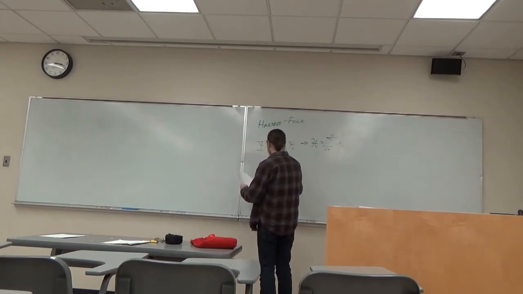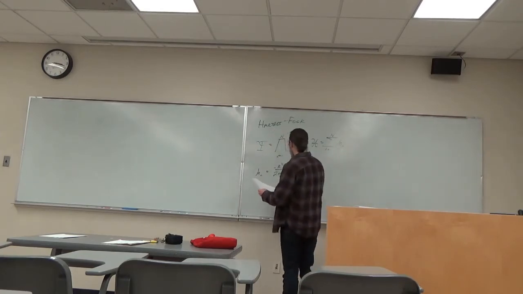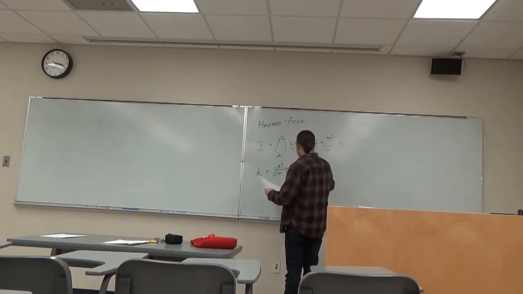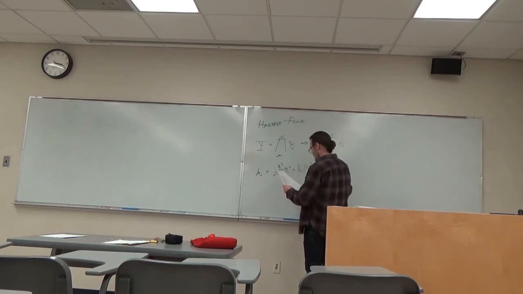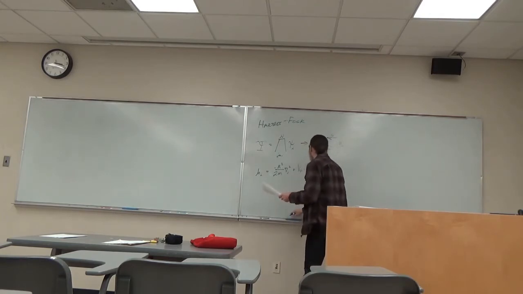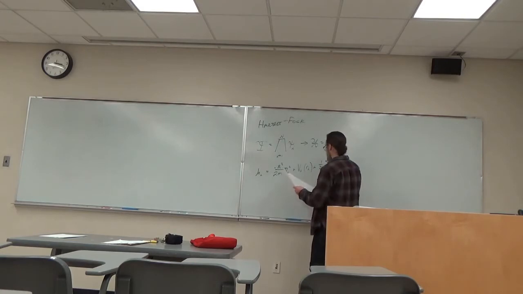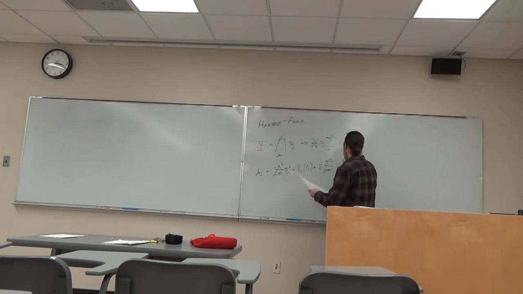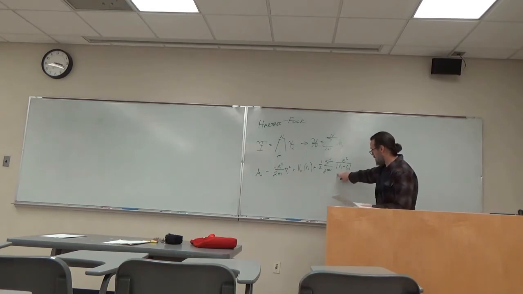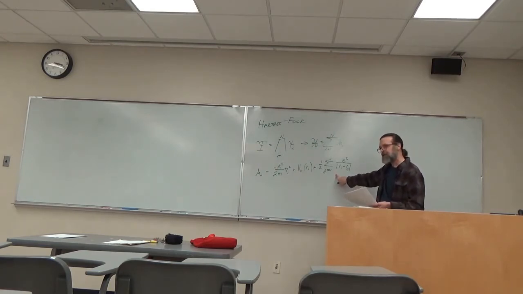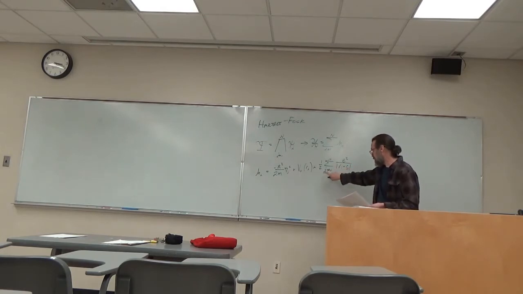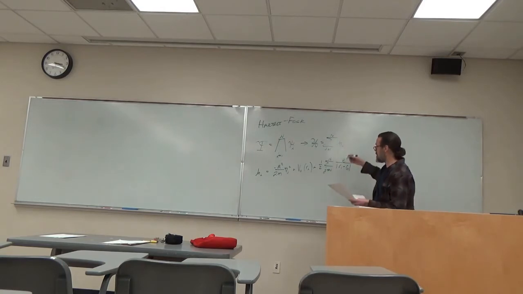Minus h bar squared over 2m del_i squared, our kinetic energy term, plus V naught of r_i, plus 1/2 sum over j not equal to i, to n, of e squared over the magnitude of r_i minus r_j. Okay, so this term on the right, this is the Coulomb interaction between all the electrons, summing from j to n. We have n electrons.